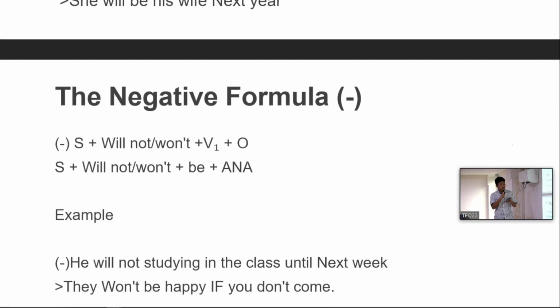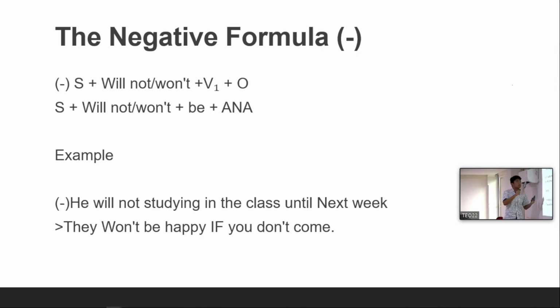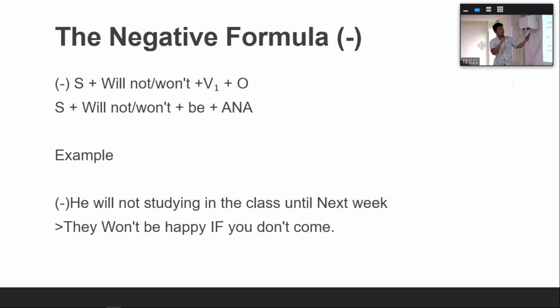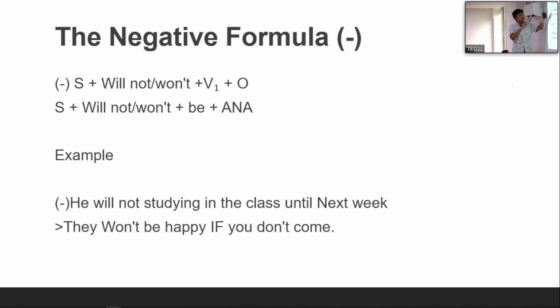And now is the negative formula. Negative formula for the verbal sentence: subject plus will not or won't, plus verb 1 plus object. And the below is for the nominal sentence: subject plus will not or won't, plus be plus A and A. For the example, for the verbal sentence, he will not study in the class until next week. For the nominal sentence, they won't be happy if you don't come.